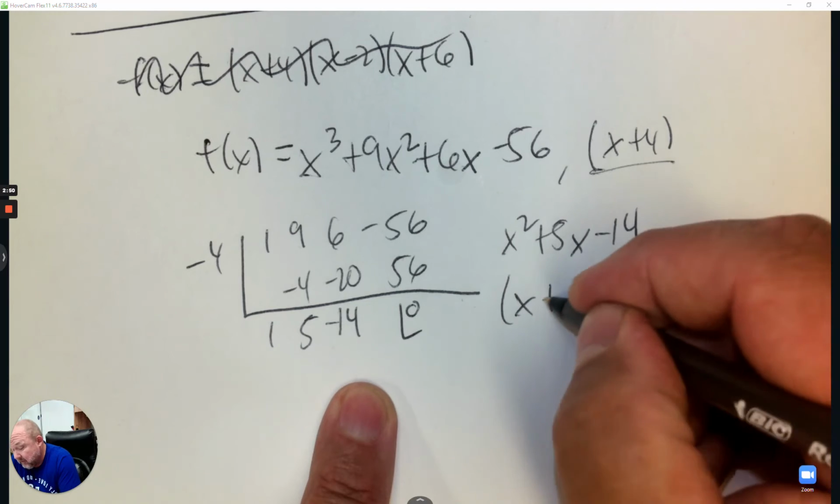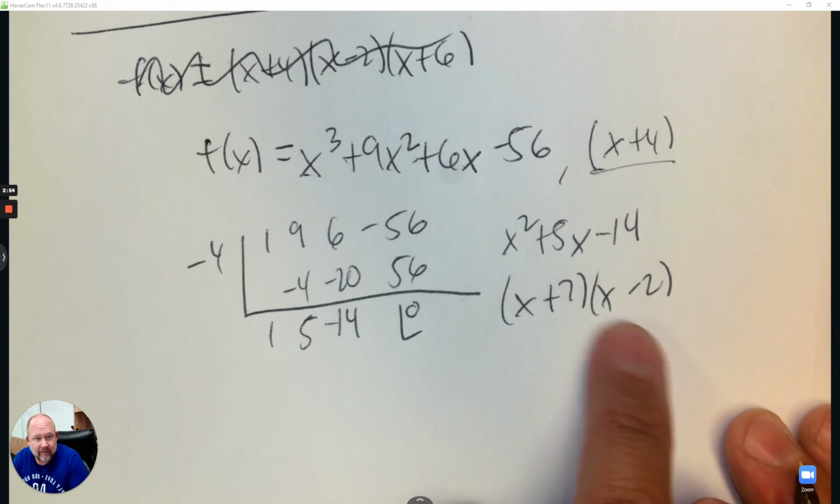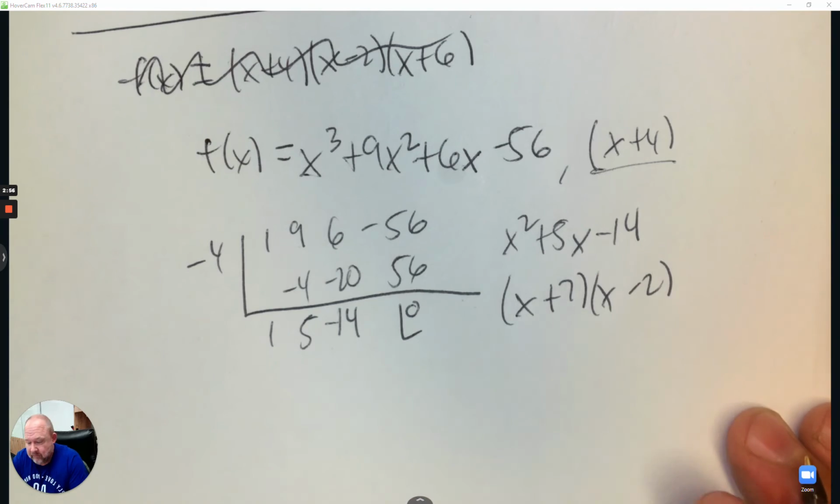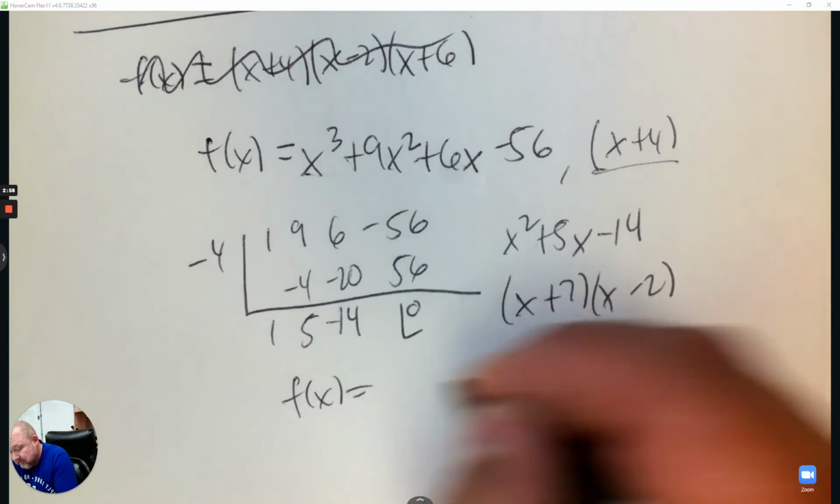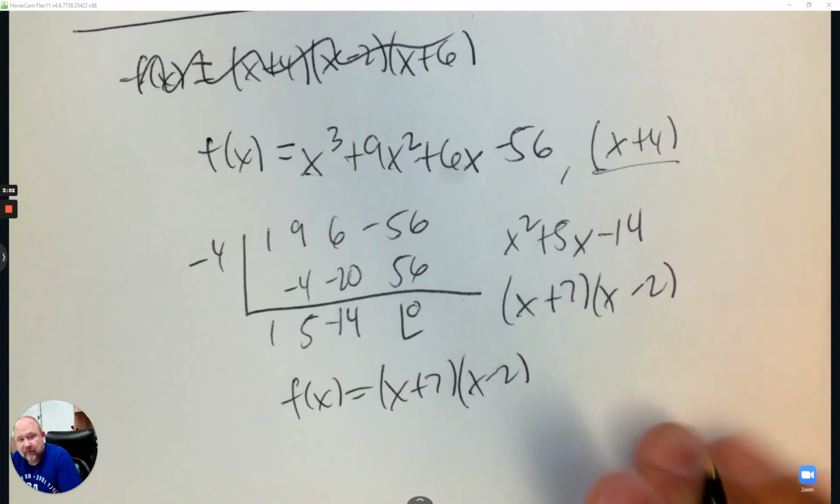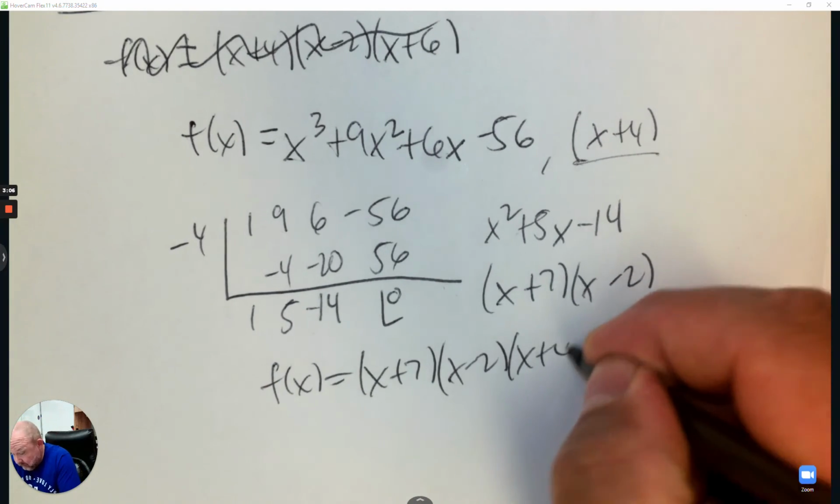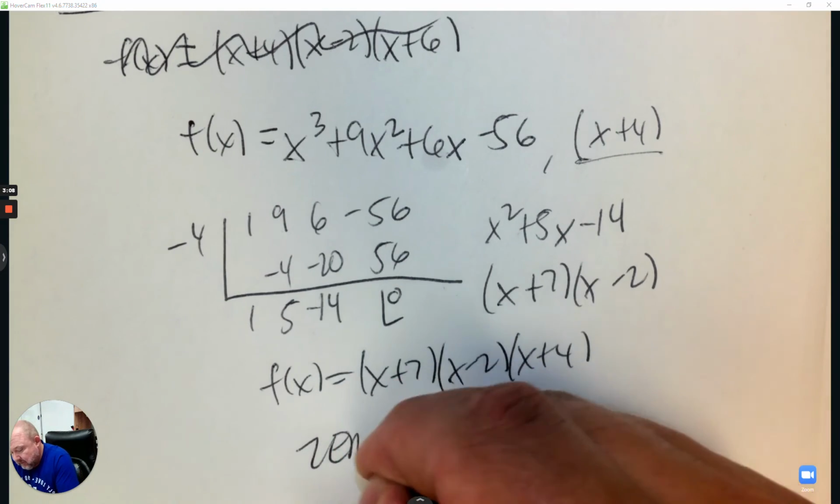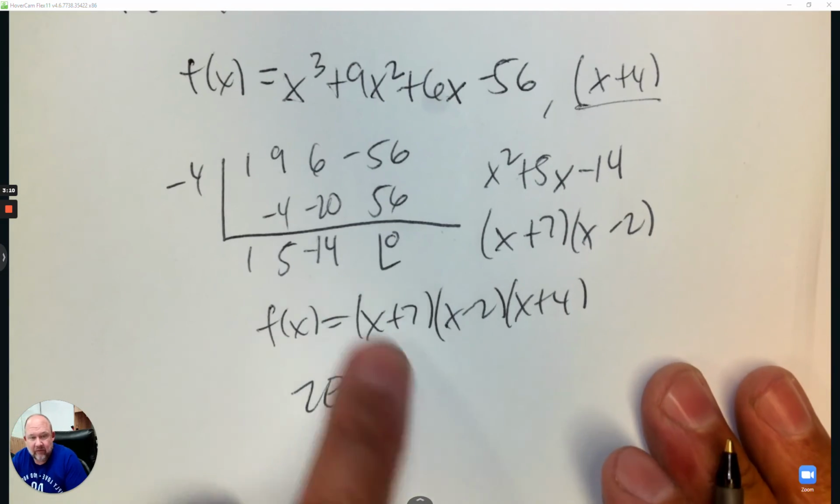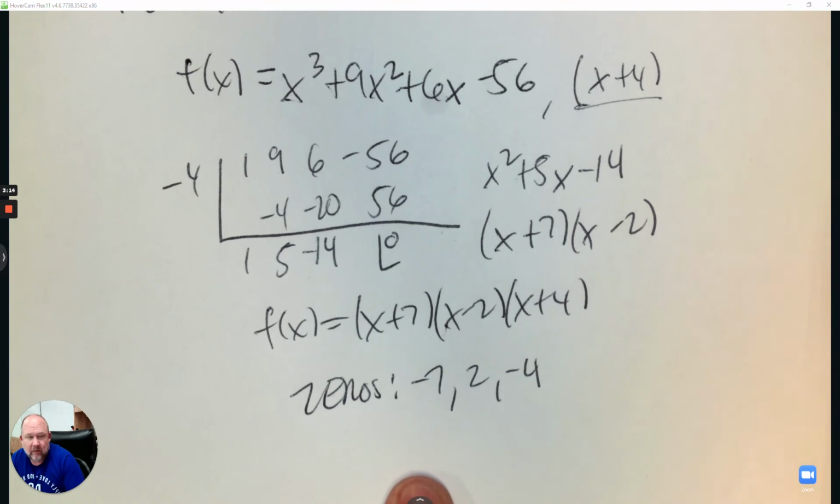So those two numbers are positive 7 and negative 2. They subtract to 5 and multiply to negative 14. So in factored form, we have x plus 7, x minus 2, and then the factor you started with, which is x plus 4. And then for the zeros, you would say negative 7, 2, and negative 4.